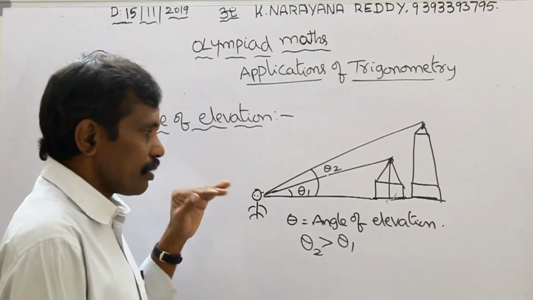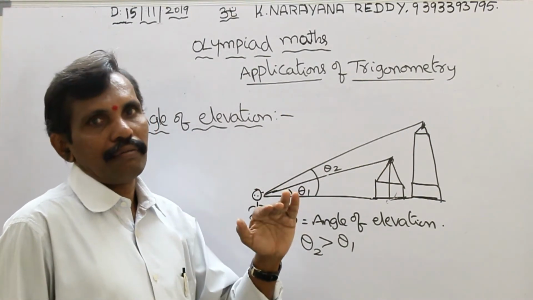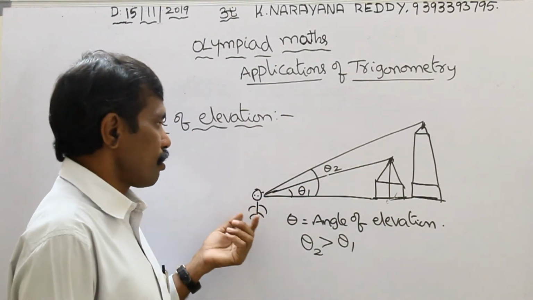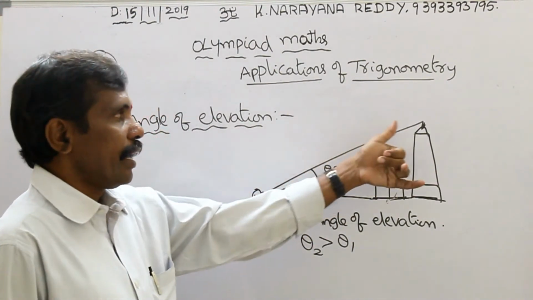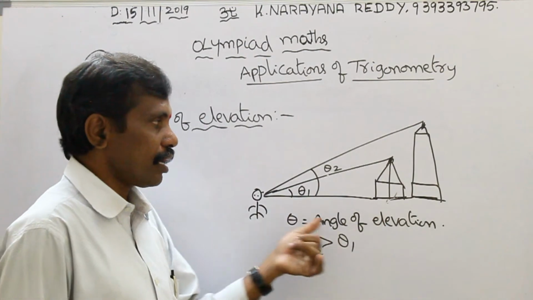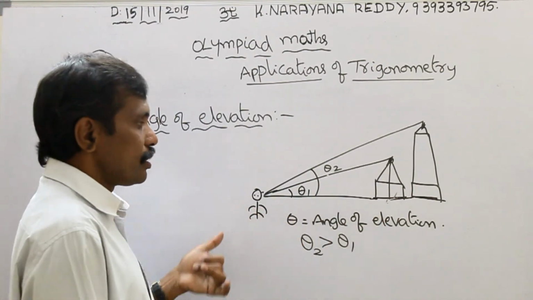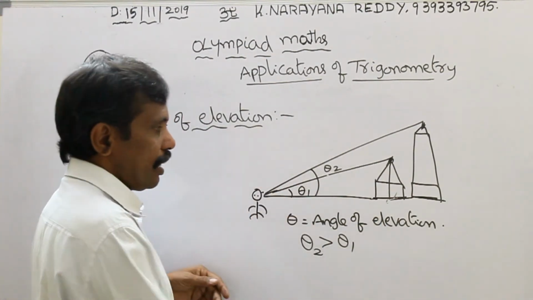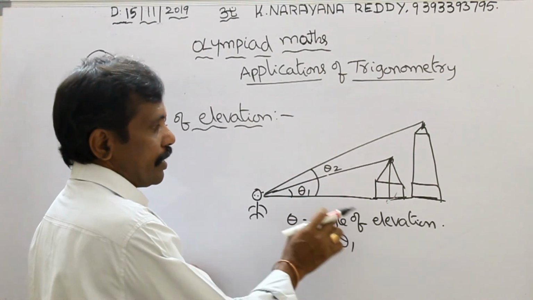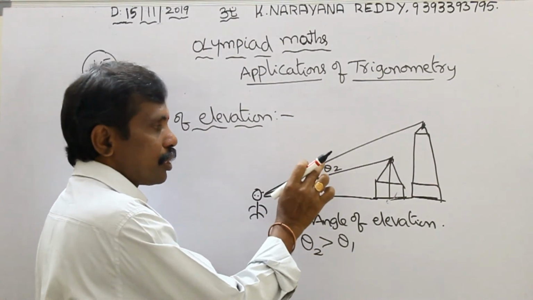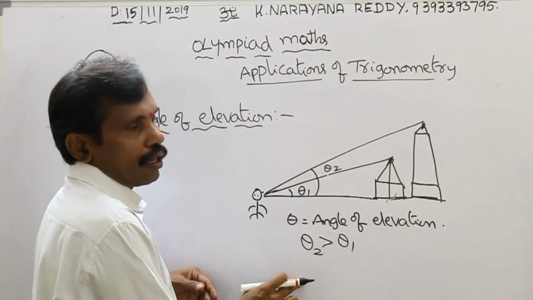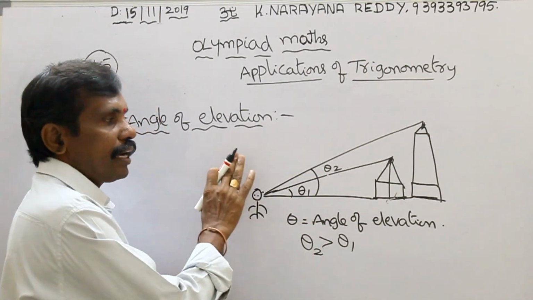Okay? Elevation is nothing but raising the head by the person or observer, whatever it is. Okay? This type of raising head is called angle of elevation. Here theta 1 is less compared to theta 2. Theta 2 is more, that is theta 2 greater than theta 1. Okay? This is angle of elevation.